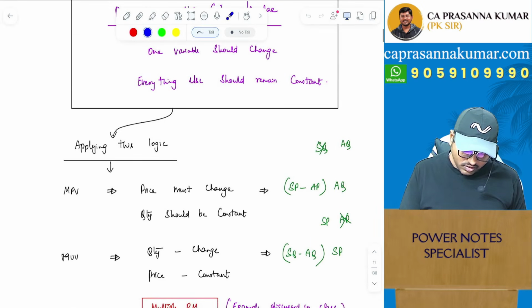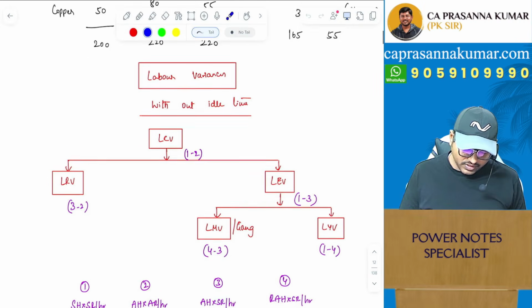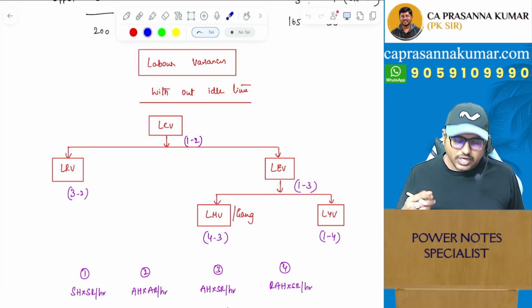Fantastic. Are we done with this? All the logics, I've told you all the logics over here, but we can't do that right now due to time constraint. Okay, shall we start solving sums? So let's do a couple of material variances problems, good problems, and then we'll come back for labor. Chalo.